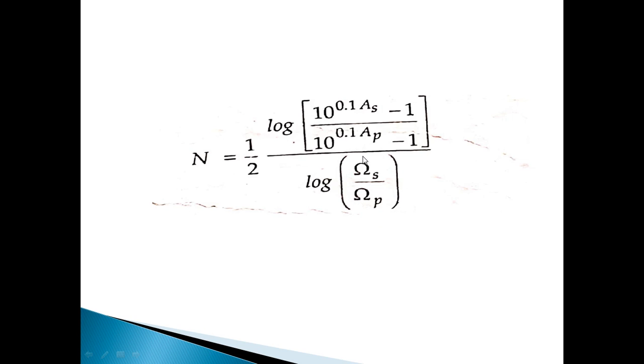In the last video, we discussed how to calculate n for a Butterworth filter. There I didn't use this 10 power 0.1 AS and 10 power 0.1 AP. In that case, we used only 1 divided by delta A square, which is nothing but (AS square minus 1) divided by (1 divided by AP square minus 1). That is an attenuation value. This is also an attenuation value, but it is in dB. Then let's see one example based on this.